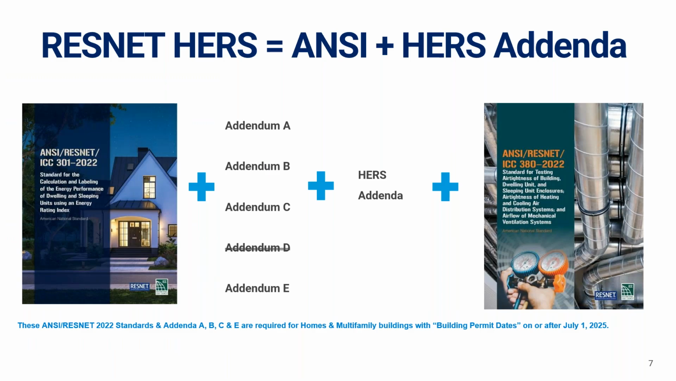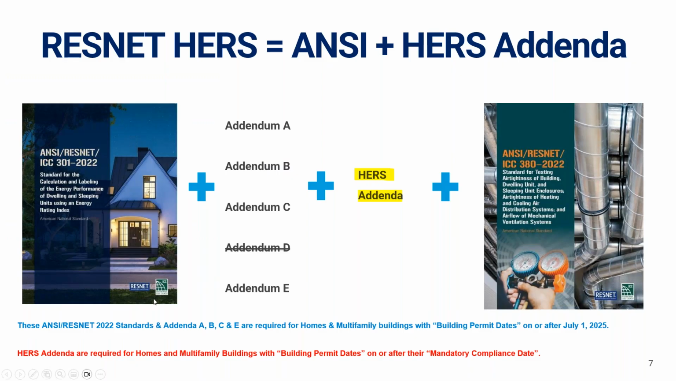Okay, so when ResNet adopted the 2022 standard, it wasn't by itself. It was inclusive of Addenda A, B, C, and E. So again, that suite of requirements is applicable if you have permit dates on or after July 1, 2025. The HERS addenda, which we're going to talk about, are upcoming. So they will have different mandatory compliance dates. So the date is not July 1 for what we're talking about. It's dates in the future. Typically, these are going to be dates that are either January 1 or July 1, right? So there's a predictable schedule. So typically, you're just looking for January 1 or July 1.